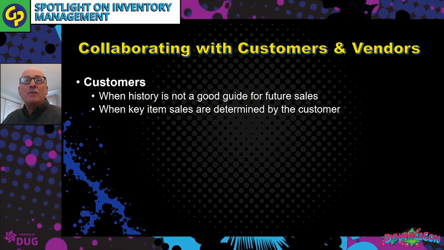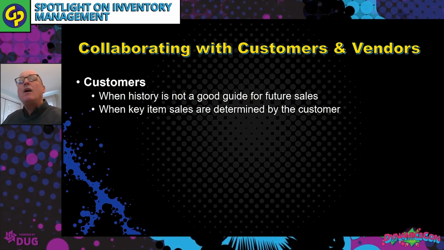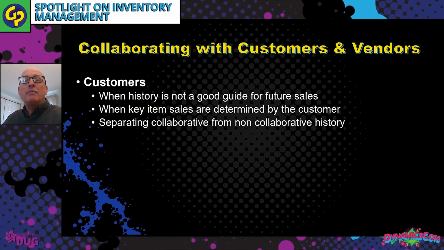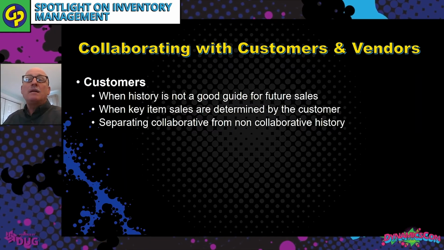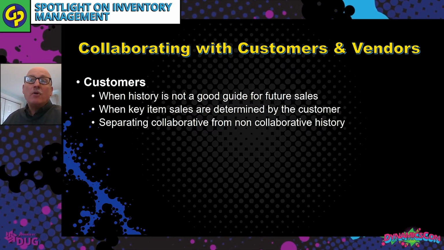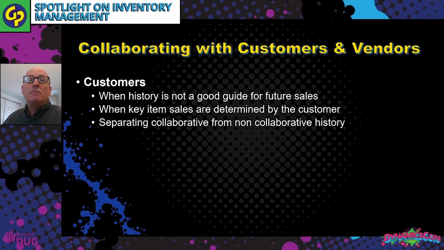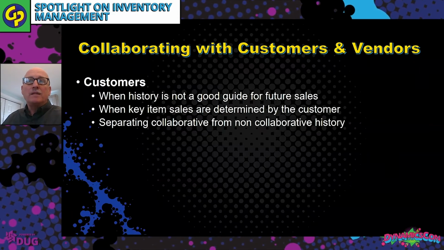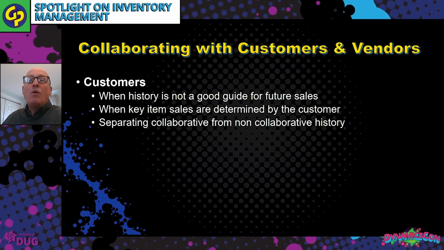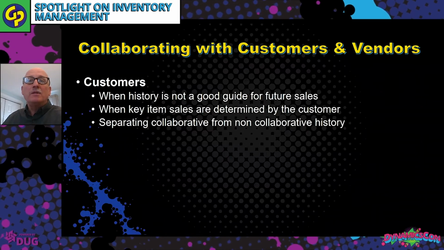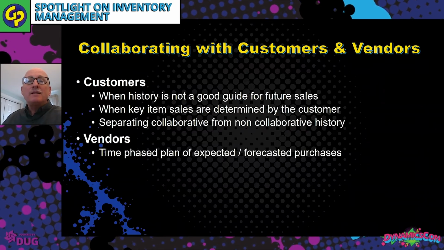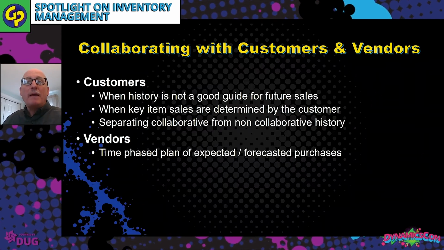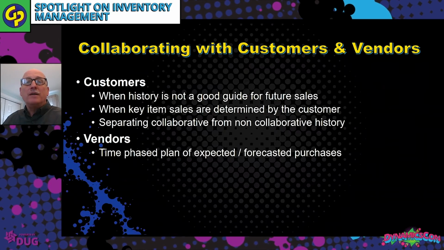But having said that, you still want to be able to forecast the other non-collaborative part of your business. So you want to keep that history separate. You want to separate the collaborative history from the non-collaborative history so that you can continue to forecast that non-collaborative portion of your business. Now, that would be great to be able to do collaborative forecasting with your customers. You also want to be able to share as much information as you have with your vendors. And that's a fairly straightforward, easy thing to do by using a time phase plan of what you expect to buy and share that with your vendors.